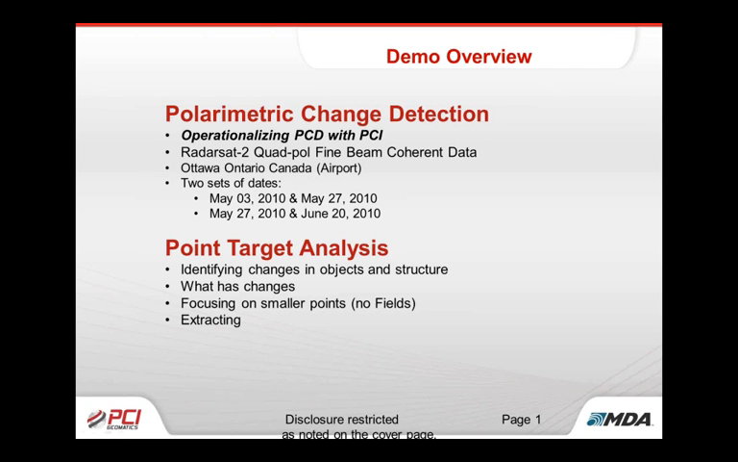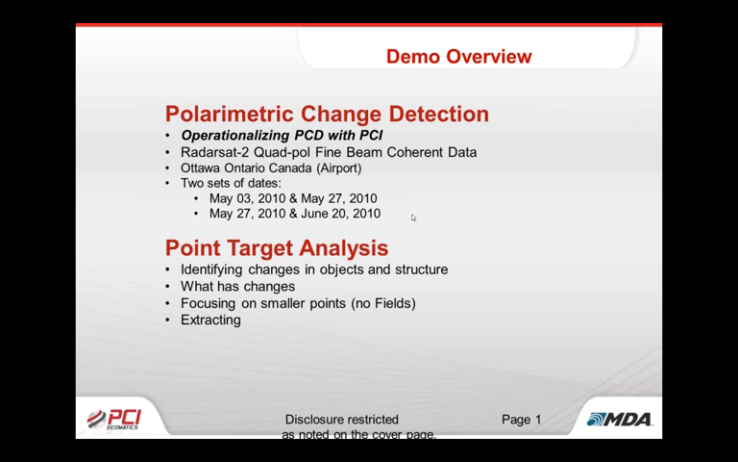So just to give you a little bit of background of this demonstration and what we're going to be presenting today. We're going to be looking at polarimetric change, also known as PCD. So it's polarimetric change detection with a focus on identifying point targets that have changed either in structure, in shape, or just completely been removed from the equation.